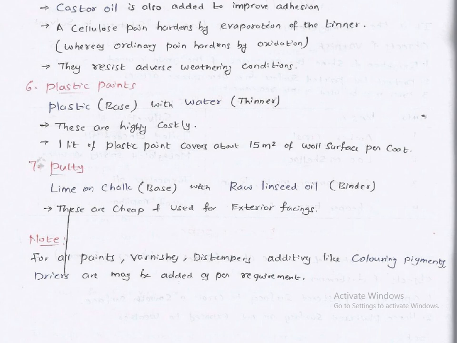Putty. Lime or chalk base with raw linseed oil binder. These are cheap and used for exterior facing putty. Note: for oil paints, varnishes, distemper, additives like coloring pigments and dryer may be added as per the requirements.